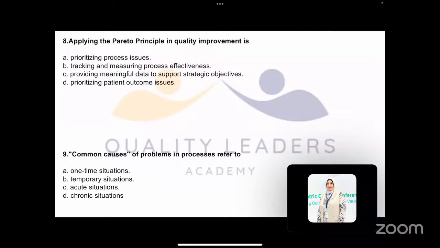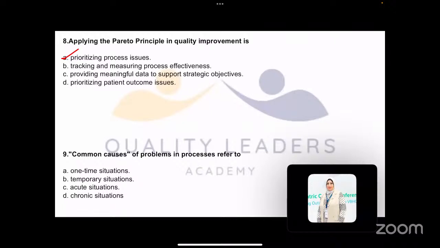Okay, let's proceed. Number 8. Applying the Pareto principle in quality improvement is: A, prioritizing process issues; B, tracking and measuring process effectiveness; C, providing meaningful data to support strategic objectives; and D, prioritizing patient outcome issues. What does applying the Pareto principle mean? Any answer here, Doc Gulam? Radha?